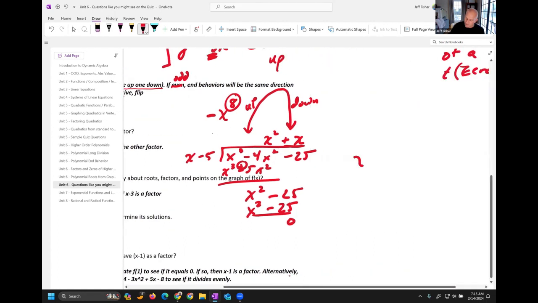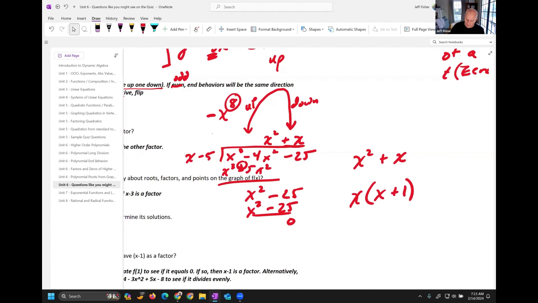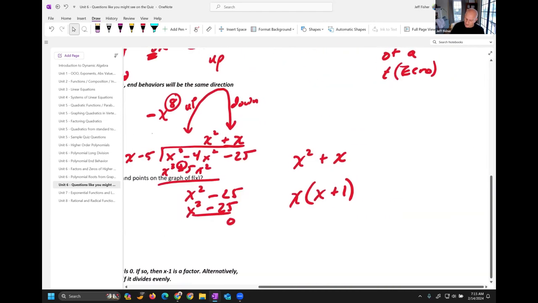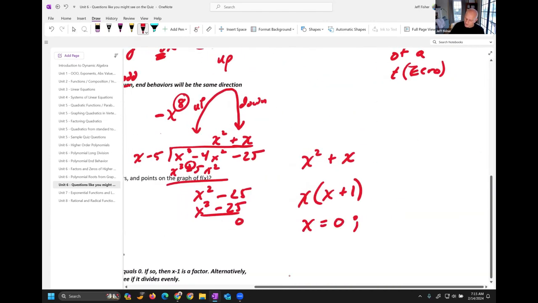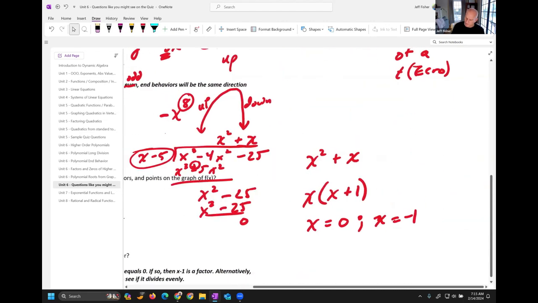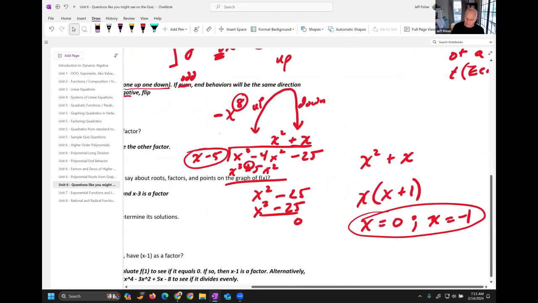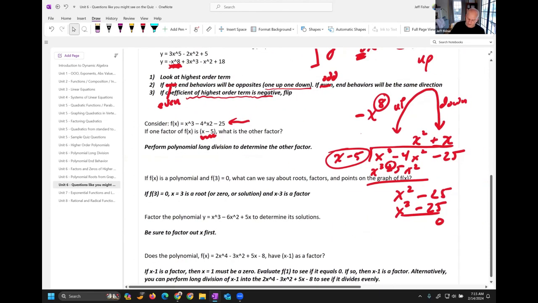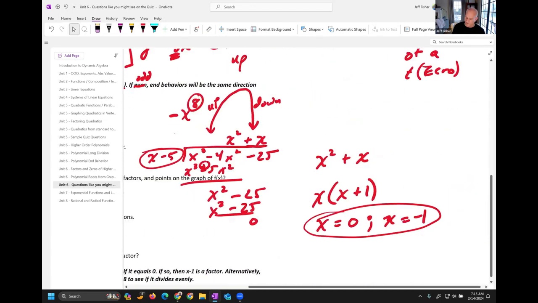If x squared plus x is a factor, then we can factor this further, and it becomes take out an x, and we have x plus 1. So we have x equals 0, x equals negative 1, and of course, x equals negative 5, which was this factor here, right? So our other factors are x equals 0 and x equals negative 1. It actually should say determine the other factors, because there's actually two other factors. It's x equals 0 and x equals negative 1.